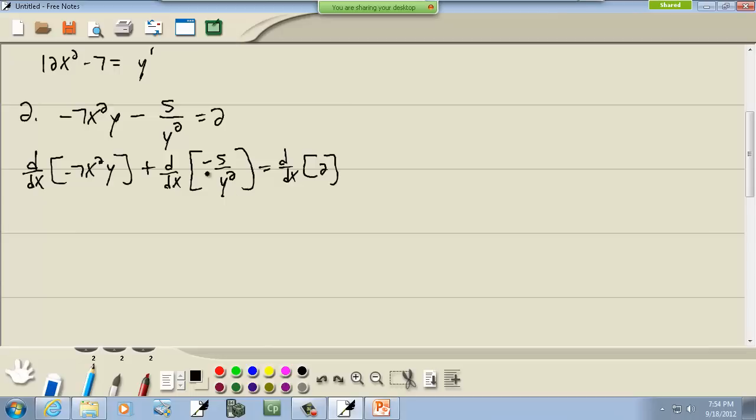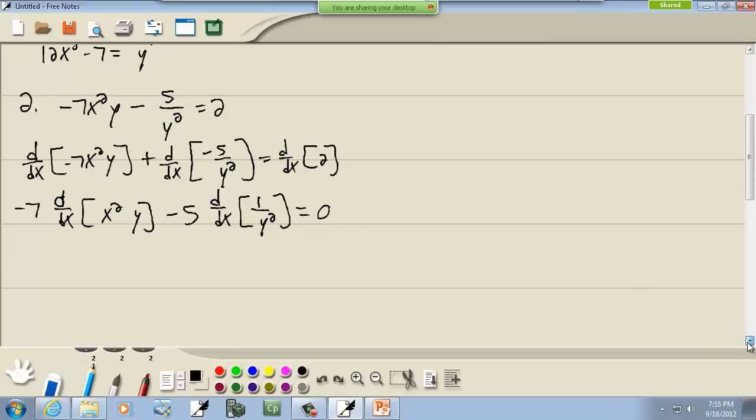Now when I say take the derivative of everything where it's sitting, I'm talking about what's separated by pluses and minuses. So that's why I took the derivative of this piece, and this piece. Now if you've got negatives and numbers, you can put those out in front. So I can take negative 7 and put it out in front of this. And then we get x squared y. Here I'll take the negative 5 and put it out in front. Now here we've got 1 over y squared. And on this side, I'll go ahead and take the derivative of that. The derivative of 2 is 0.